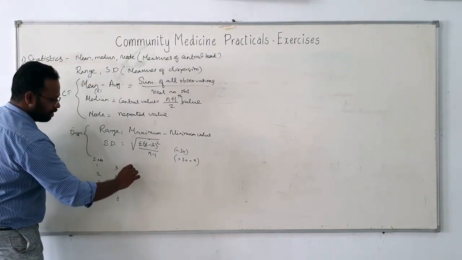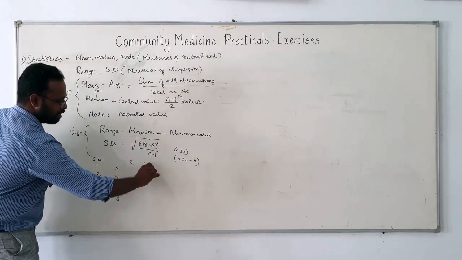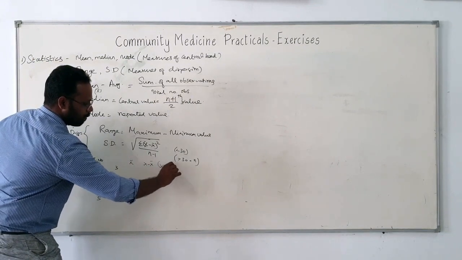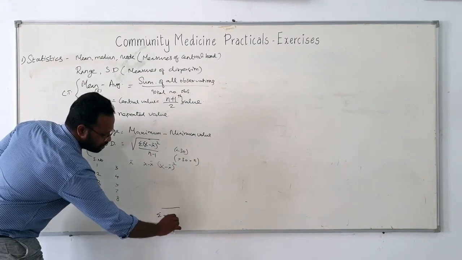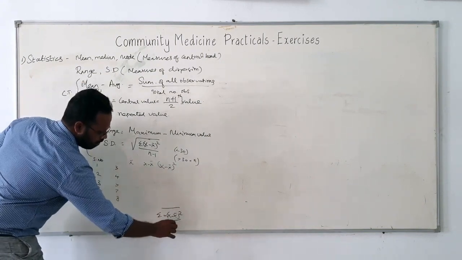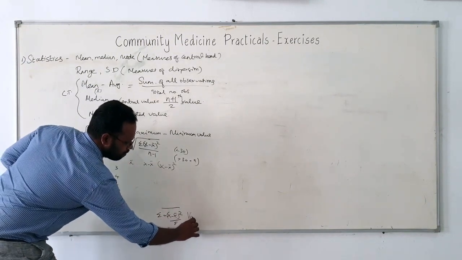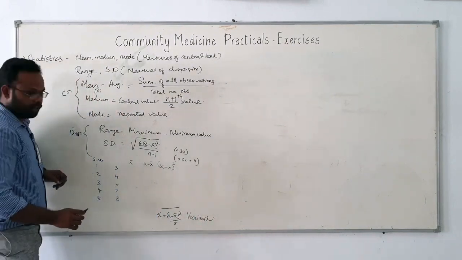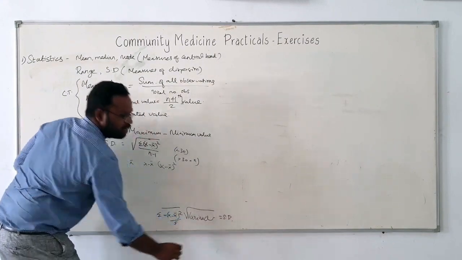Then we calculate the average, that is the mean. Then we calculate x minus x bar, then (x minus x bar) the whole square. Then we take the sum of it, which gives sigma (x minus x bar) the whole square. When you divide it by 5, this is called variance. And when you take the square root of variance, it gives the standard deviation.